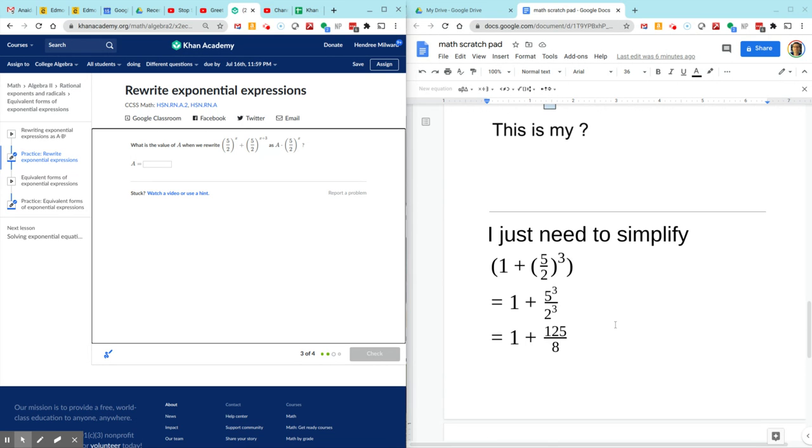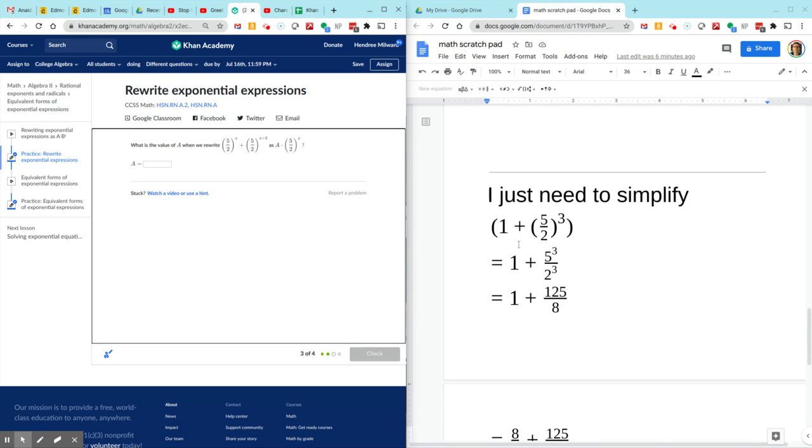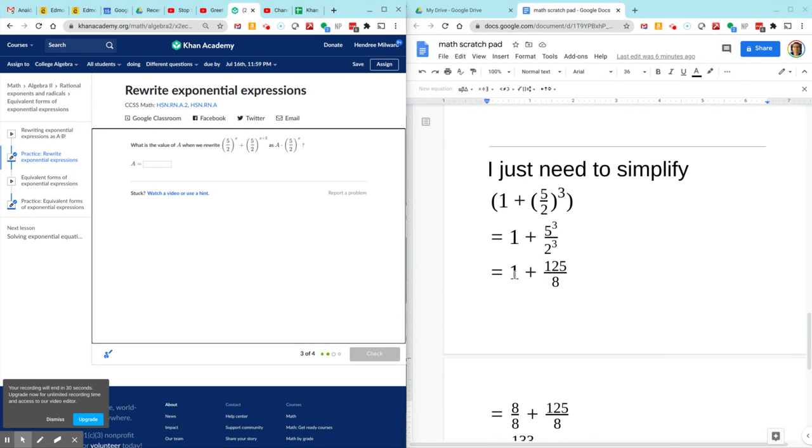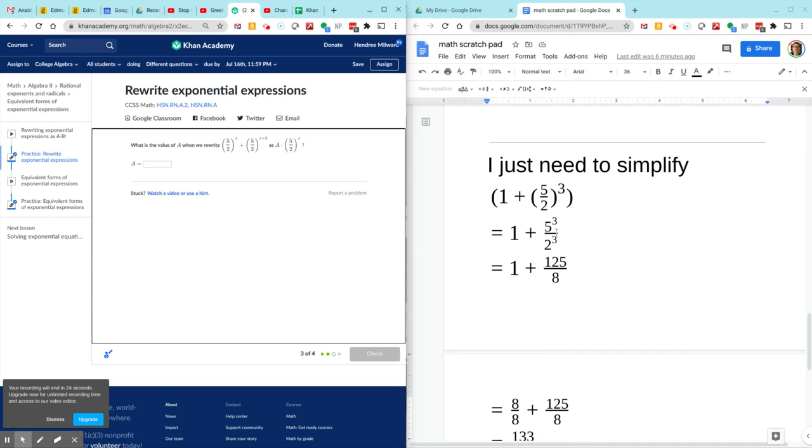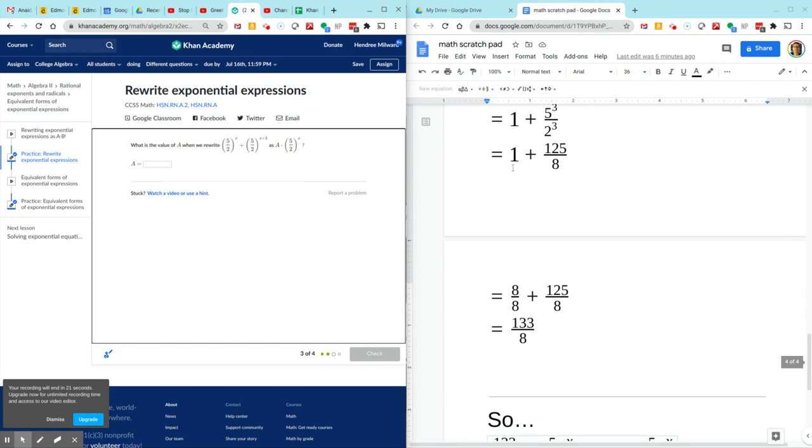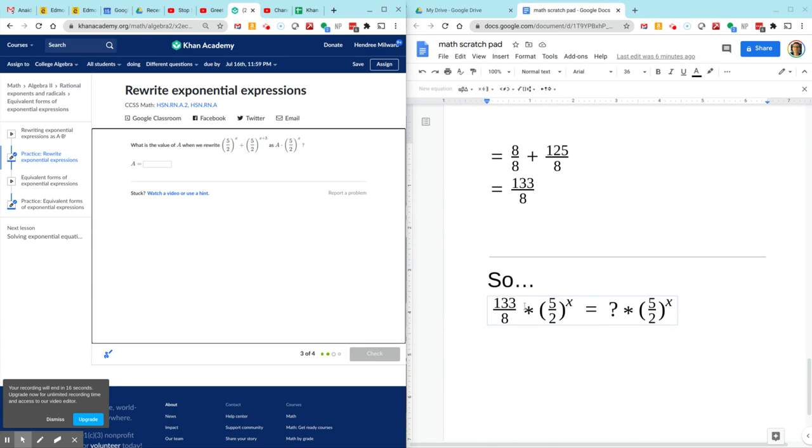So at this point, I just simply need to simplify that stuff. So 1 plus 5/2 to the third power, I'm just going to do the exponent first. And this is one of those basic exponent rules. If you exponentiate your fraction, it's the same as raising both the numerator and denominator to that exponent. So this is really 1 plus 5 to the third over 2 to the third. And so I've just got 125 over 8 when I do those exponents. Then I just need to turn the 1 into a denominator of 8, so I can add them together. I get 133 over 8. And so that's going to be my question mark here.